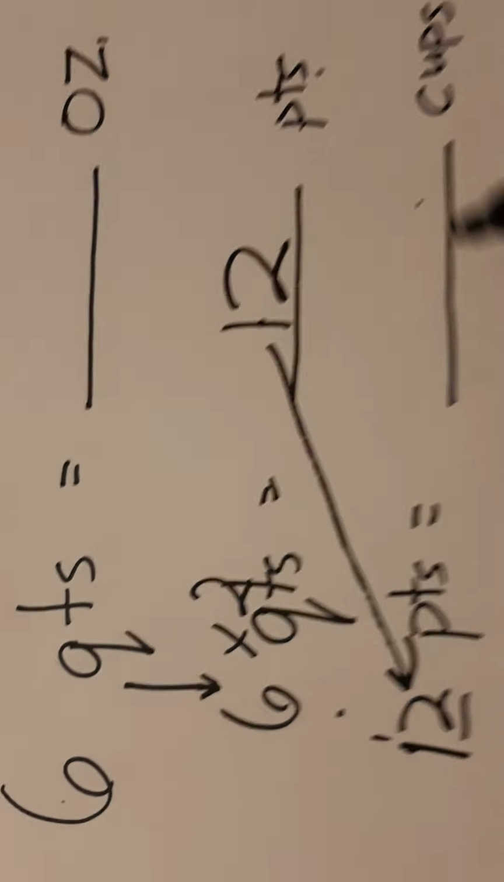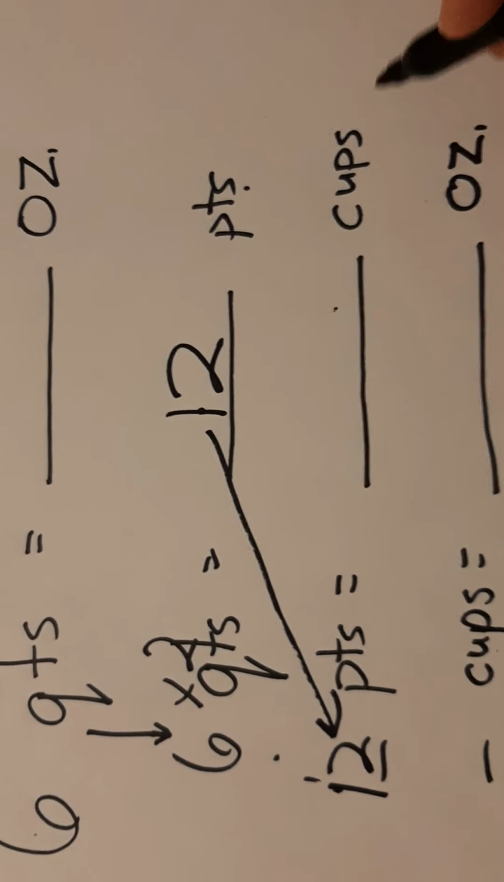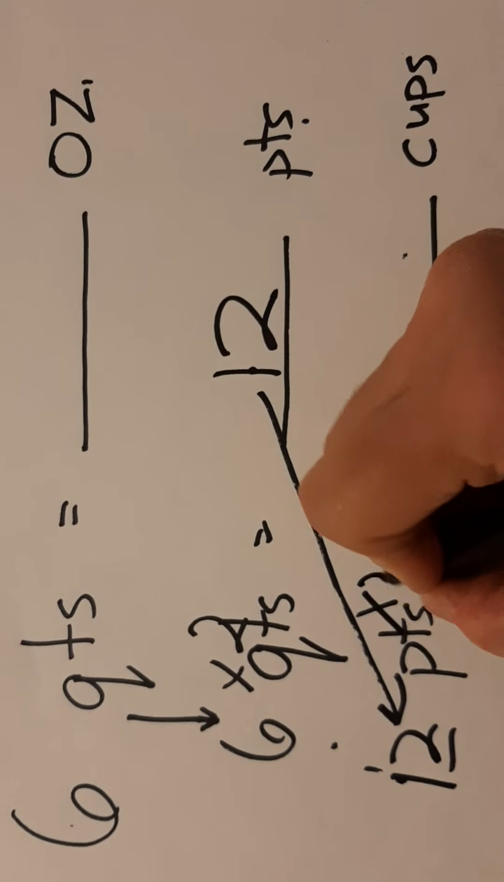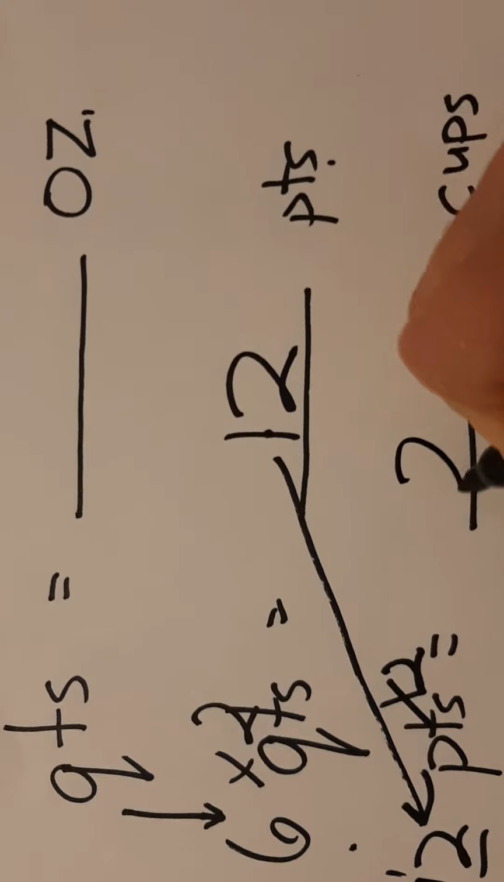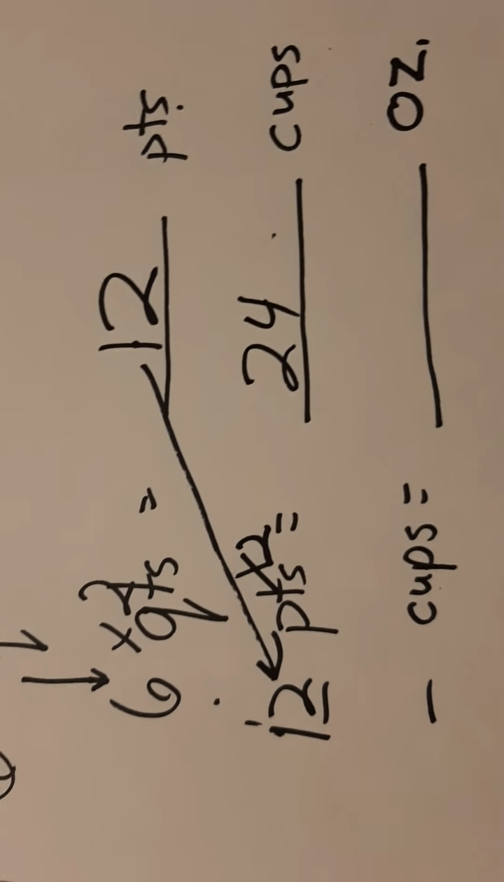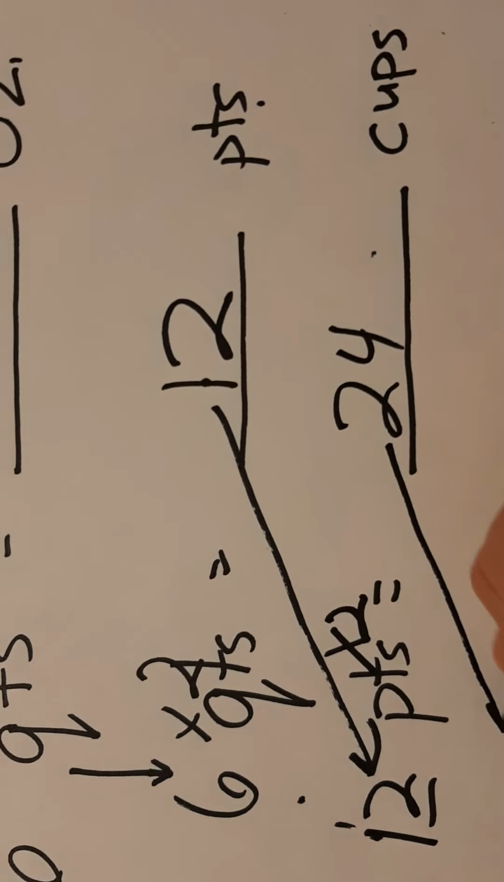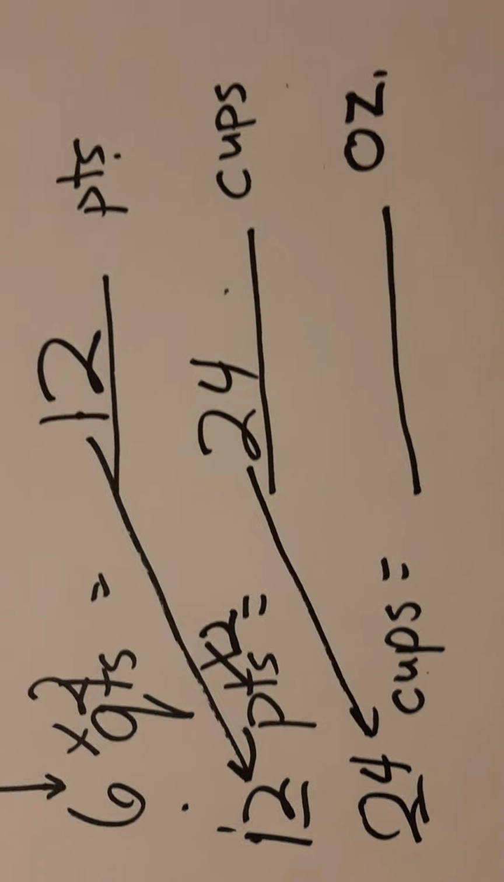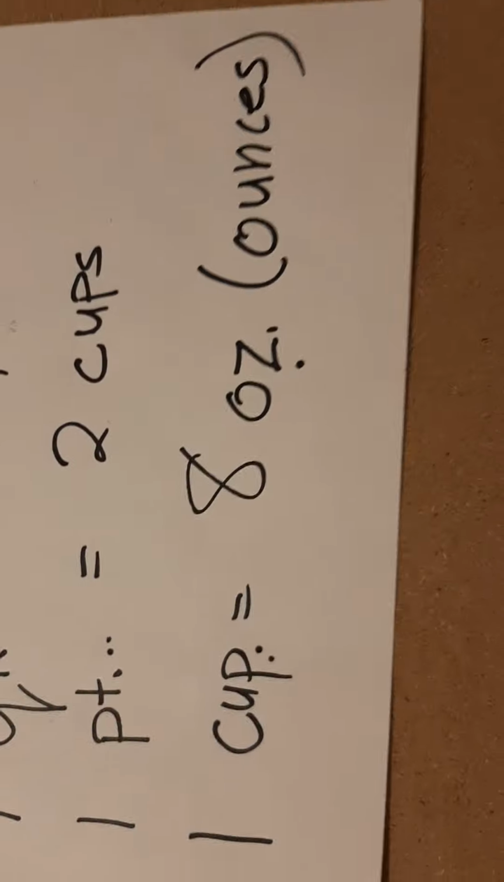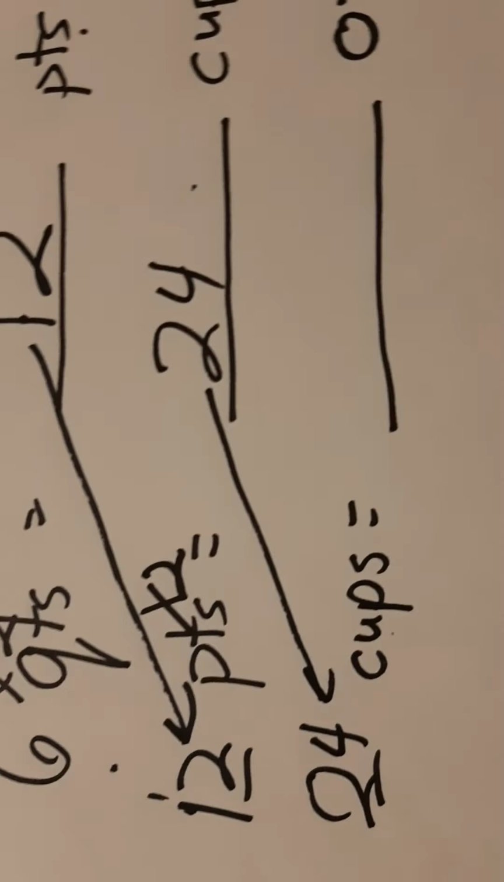12 pints now is how many cups? Well, 12 times 2, 2 cups in a pint, equals 24. So far, so good. Now you move this down to here. 24 cups is how many ounces? Well, 1 cup equals 8 ounces, so you just have to multiply that.